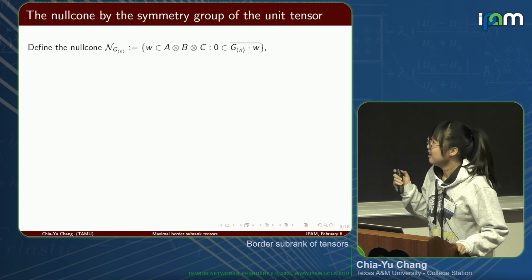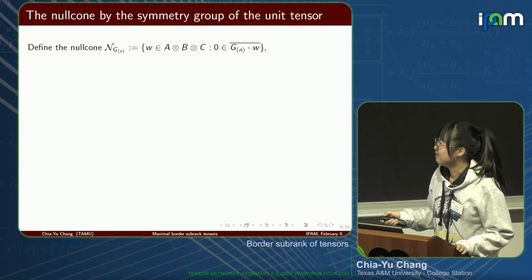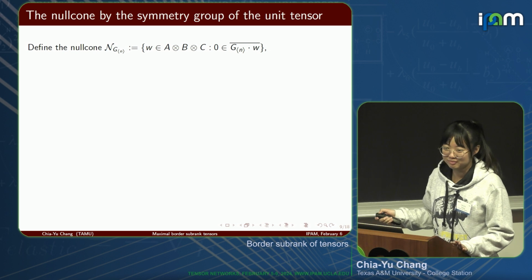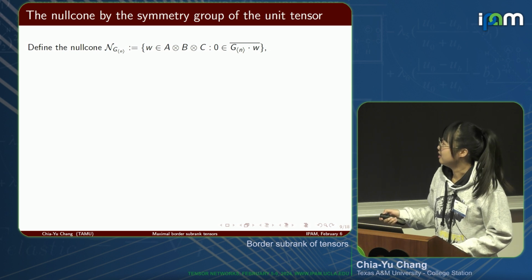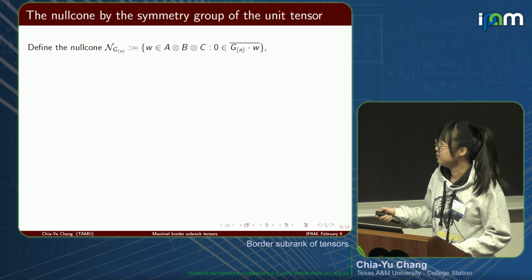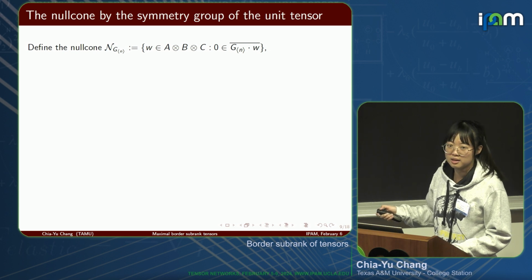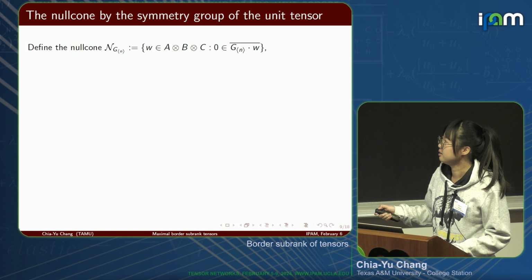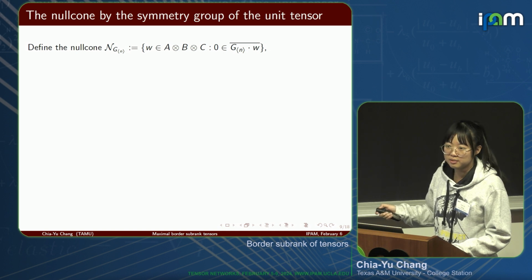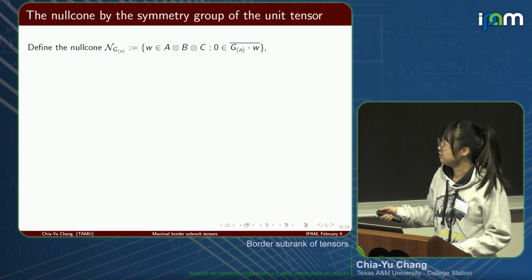Okay, now let's define the null cone. It is the set of all vectors w such that it is unstable under the action of the symmetric group. That means that 0 lies in the orbit closure of w under the action of the symmetric group of the unit tensor.